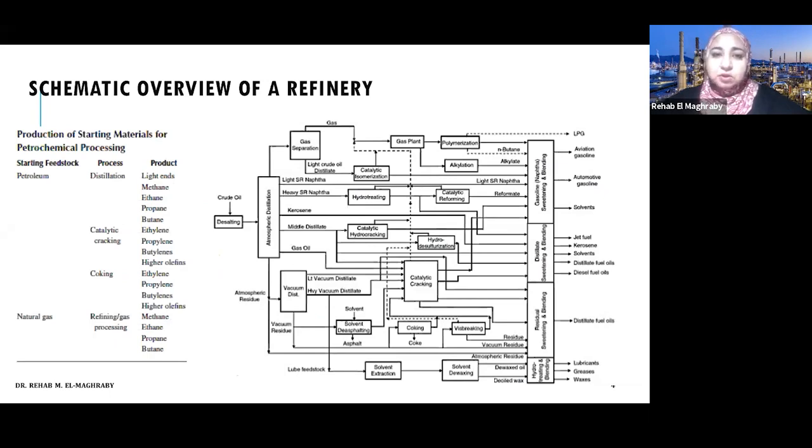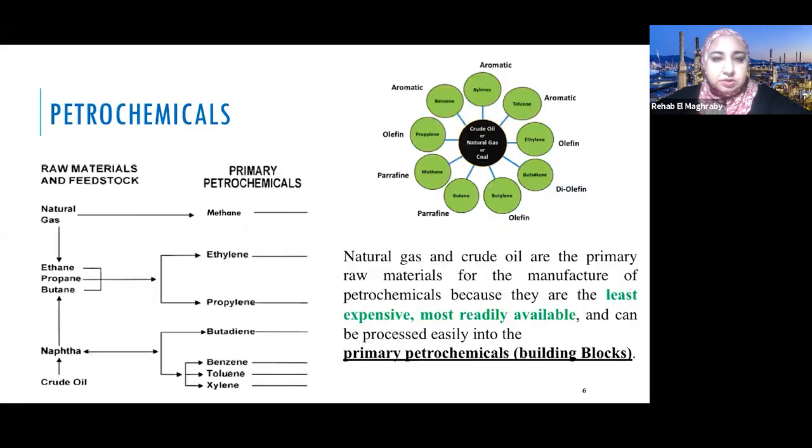From atmospheric distillation, we get some gases from the top, which are mainly propane and butane. From cracking, we also get gases, catalytic cracking. From thermal cracking, we get gases also, which are paraffins and olefins. All of these components are the basis or a way to reach the building blocks, which are the starting point for any other petrochemical-based material. So this is the distillation.